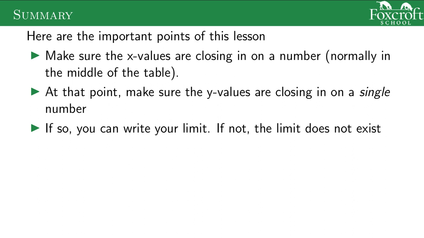All right, so a quick summary of what we learned. Make sure the x values are closing in on a number. Figure out where those x values are zeroing in on as the decimals get smaller. Normally that happens in the middle of your table. At that point, make sure the y values are closing in on a single number. We saw one example where there's two different numbers, -2 and 2. That's when your limit doesn't exist. So figure out what that number for the y values is. And if both those things are happening, then you can write your limit. All right, so that's how you evaluate a limit from a table.